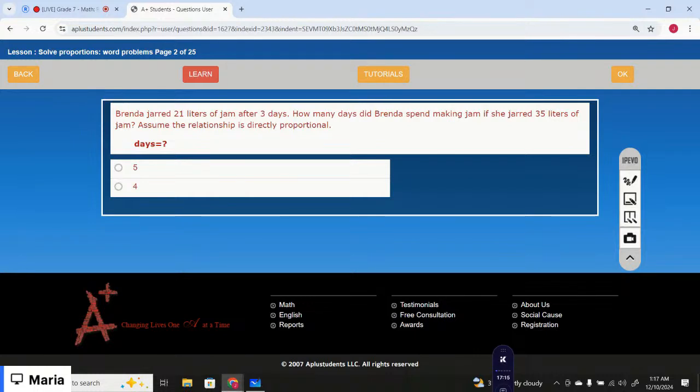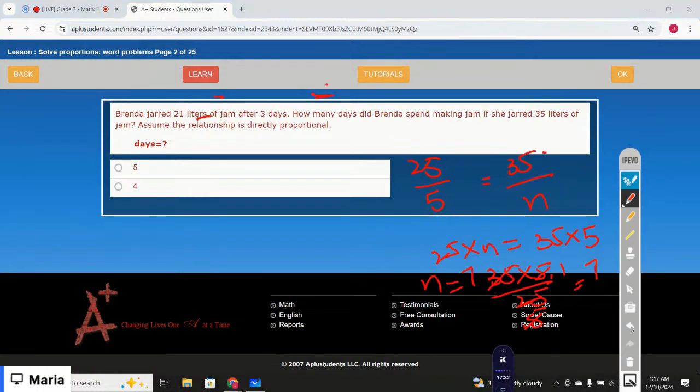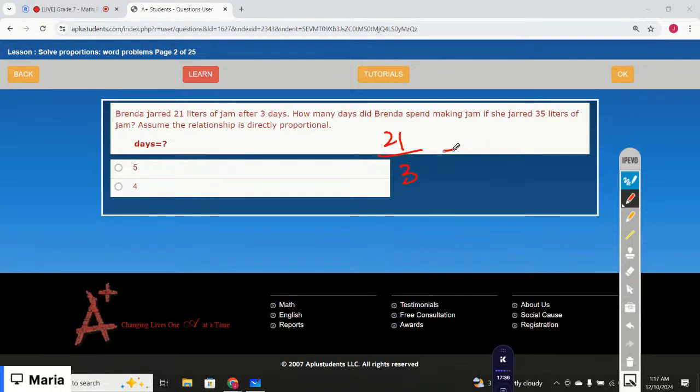Brenda jarred 21 liters of jam after 3 days. How many days did Brenda spend making jam if she jarred 35 liters of jam? Assume the relationship is directly proportional. So just make a proportion. That is 21 liters of jam in 3 days. So if she jarred 35 liters of jam, you have to calculate in how many days, right?